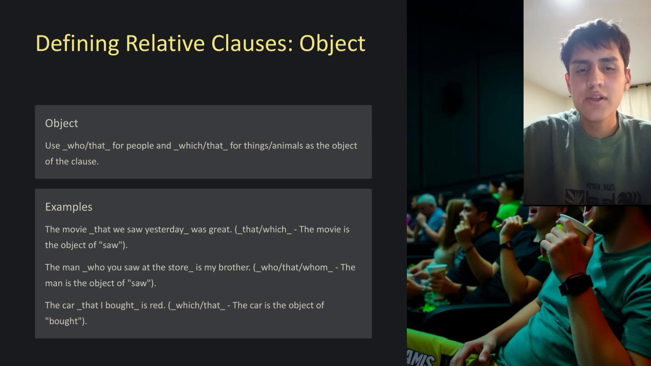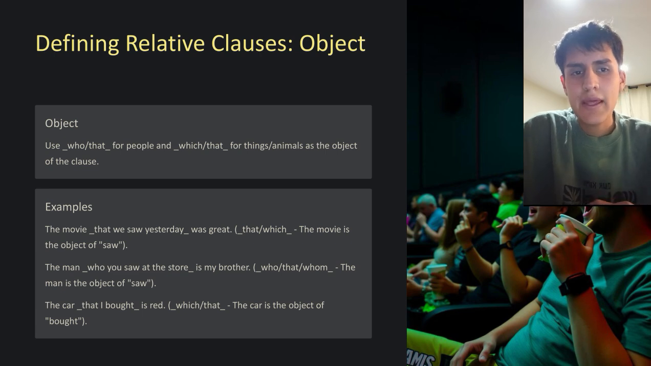Defining relative clauses, object. Use who or that for people and which or that for things and animals as the object of the clause. Example. The movie that we saw yesterday was great. That, which the movie is the object of saw.